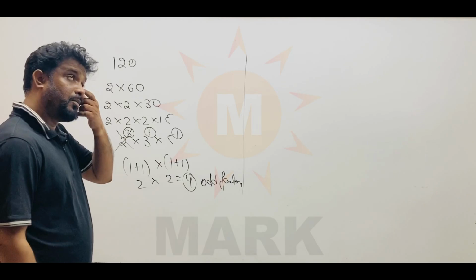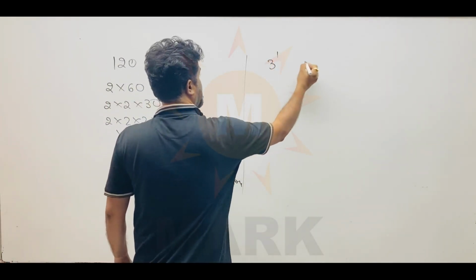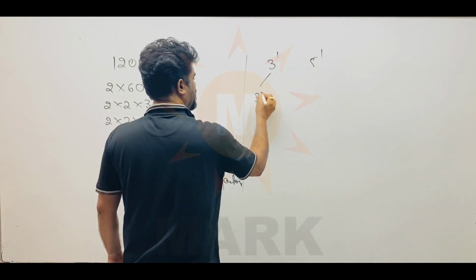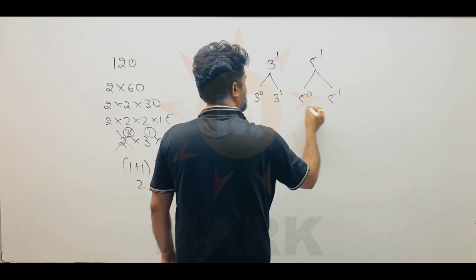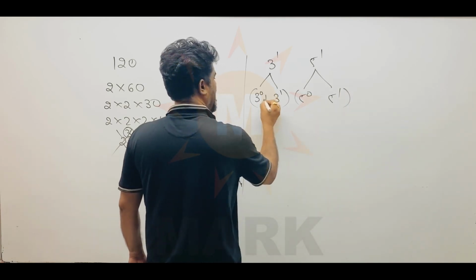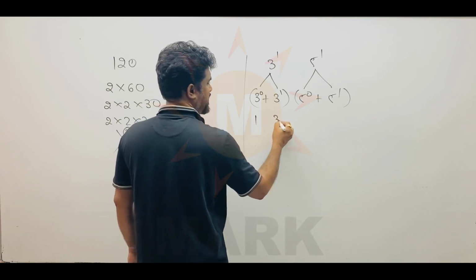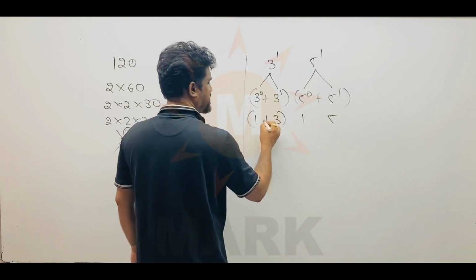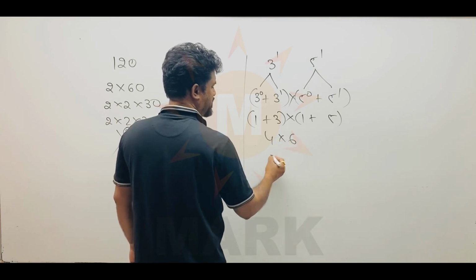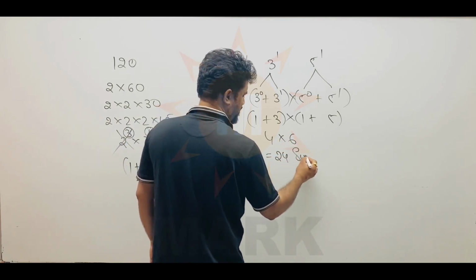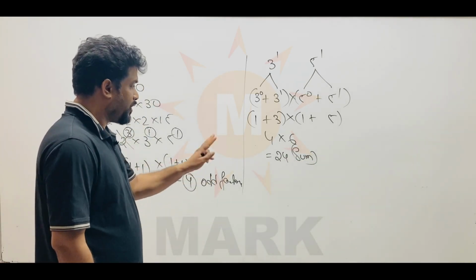So the number of odd factors is 4. Now, my dear friends, I am taking the sum. 3 power 0 and 3 power 1, 5 power 0 and 5 power 1. So I add them and then multiply the sums. So 1 and 3 here, 1 and 5 here. So 1 plus 3 here, 1 plus 5 here. So 4 into 6, that is equal to how much? 24. 24 is the sum of all odd factors of 120.